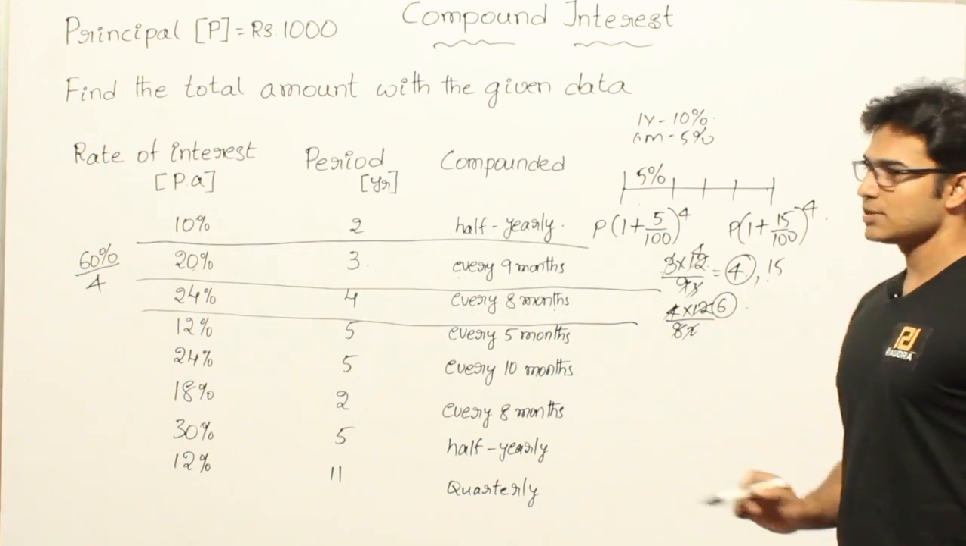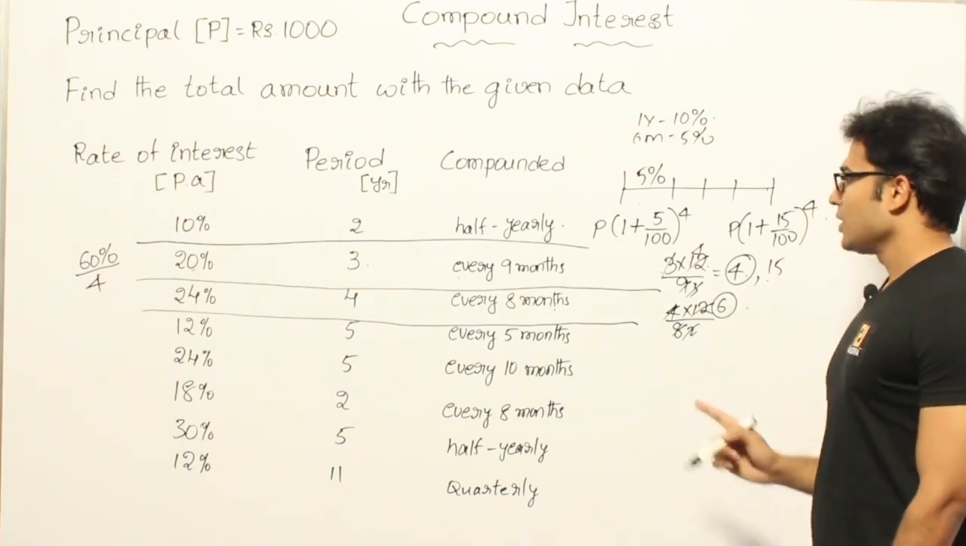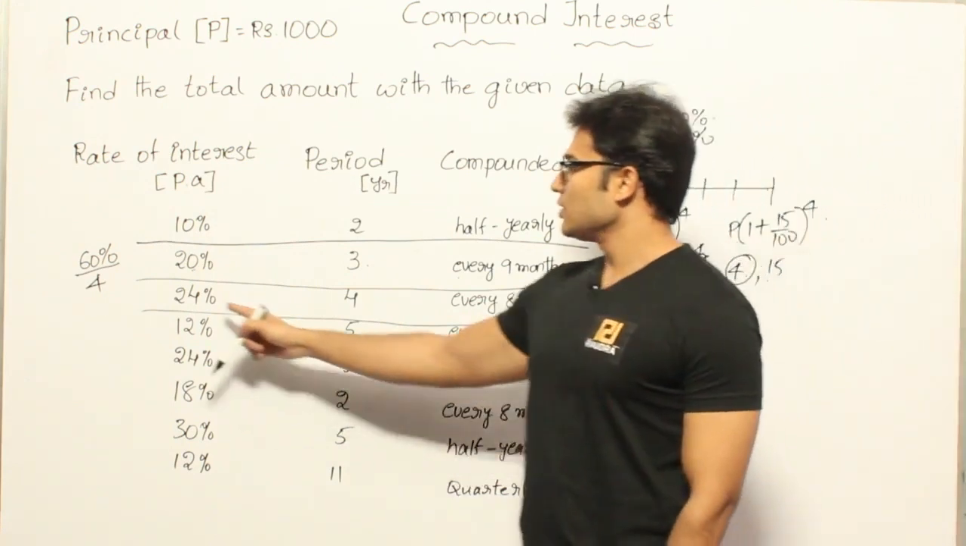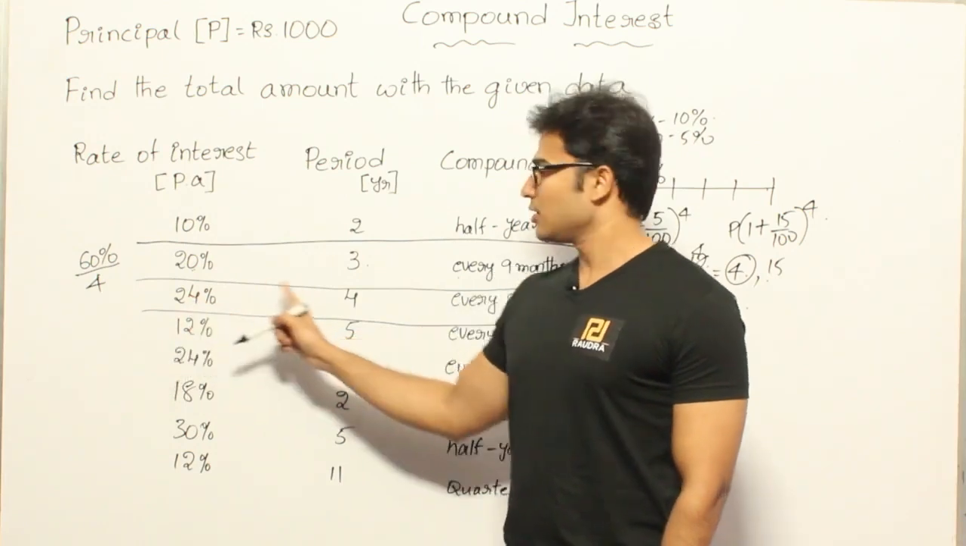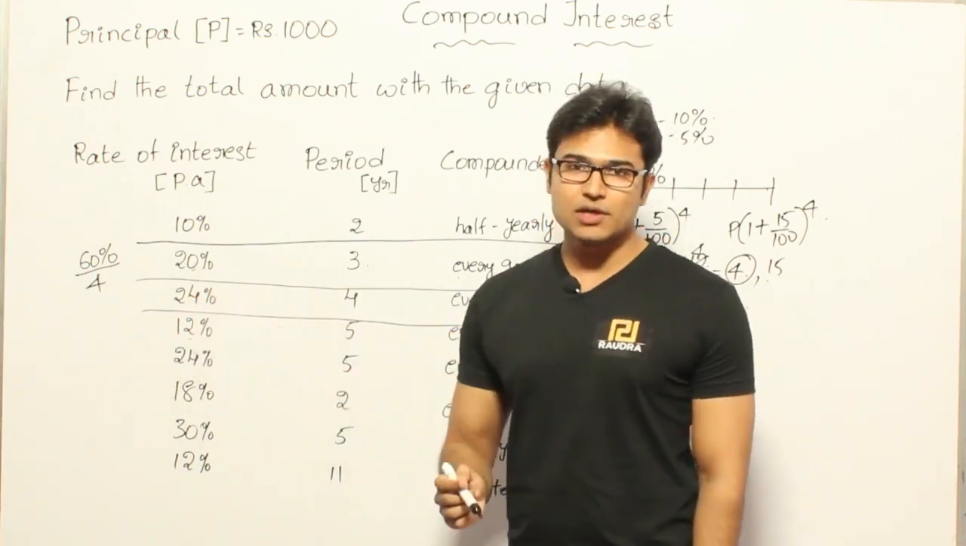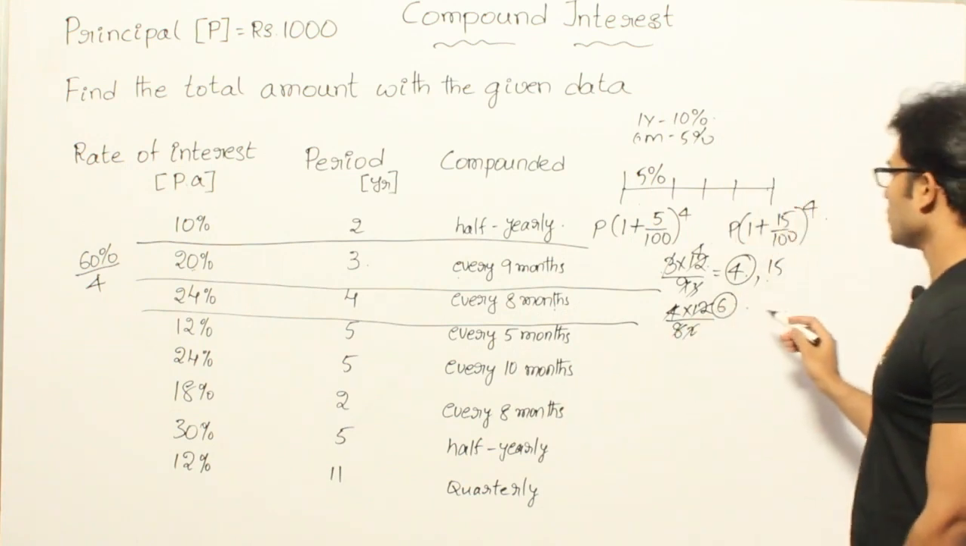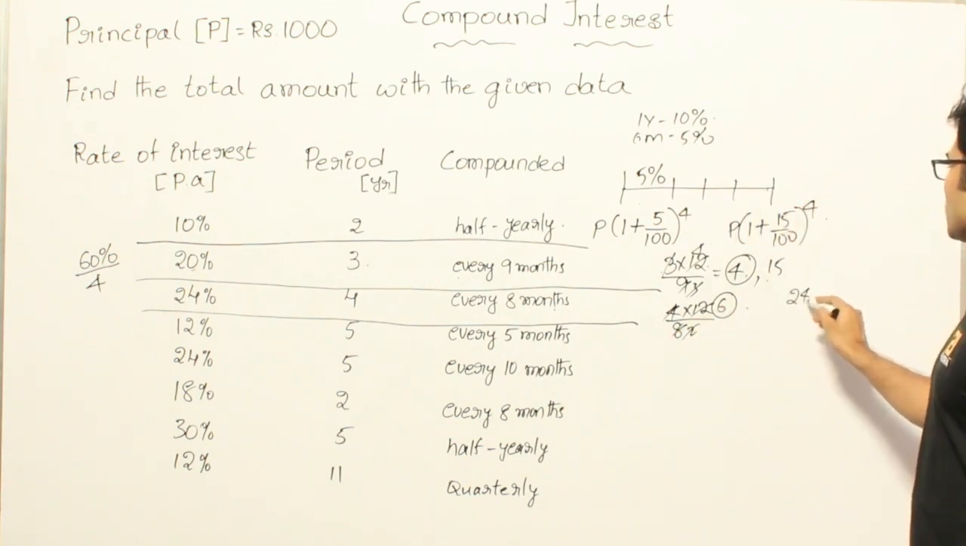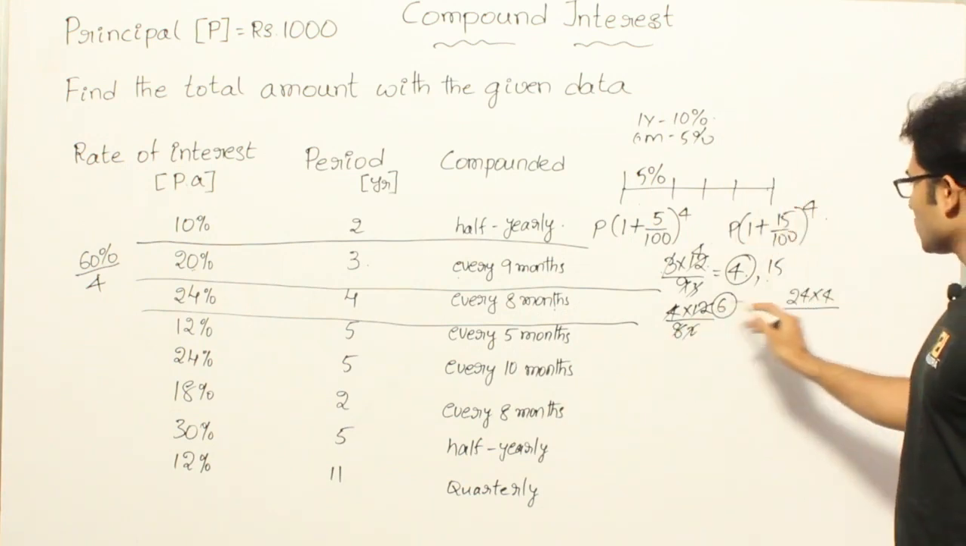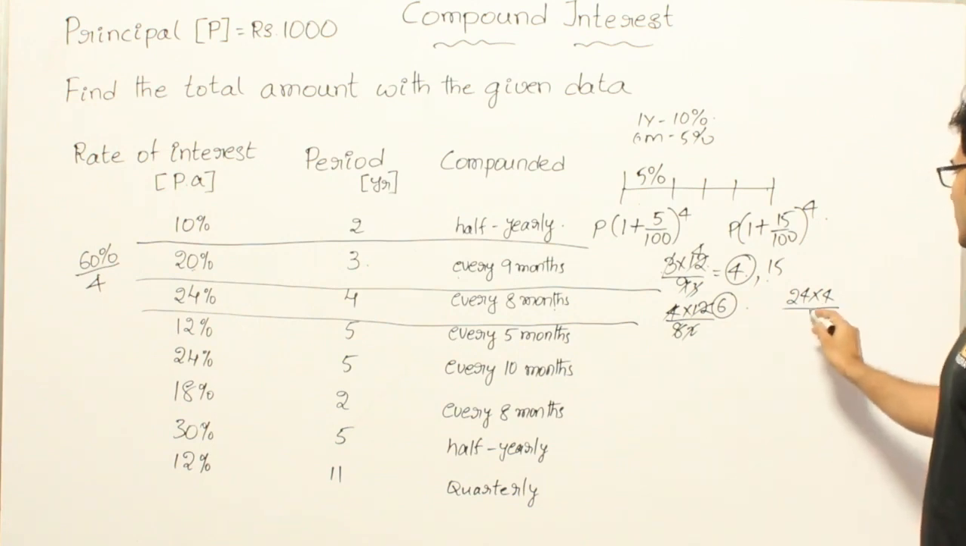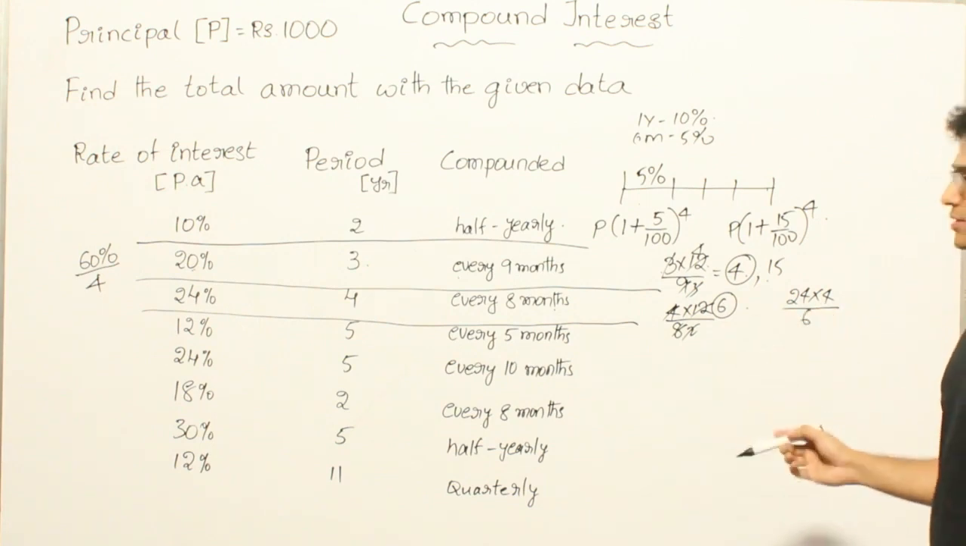The total number of slots is 6, right? Now what is the total interest? 24 is the interest per annum, and there are 4 years. Therefore the total interest is 24 into 4, right? So the total interest is 24 into 4, which has to be distributed over 6 slots. That is why divided by 6. Therefore per slot this is the interest, right?